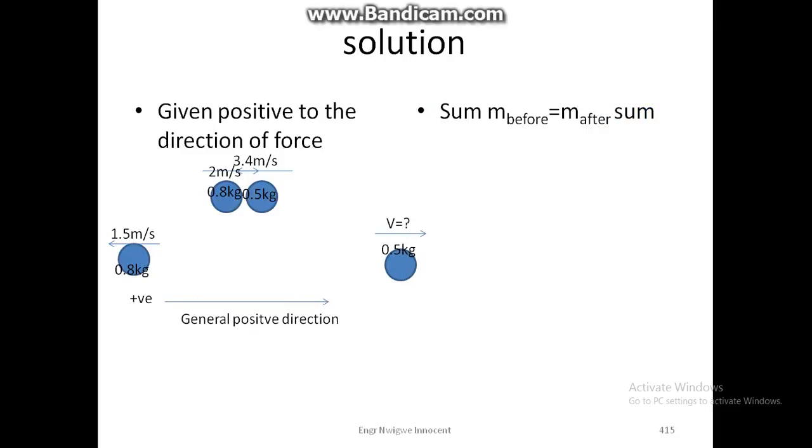Sum of momentum before collision is equal to sum of momentum after collision. 0.8, the first mass, times 2, which is the first speed, minus, since the other ball of 0.5 kg is moving in the opposite direction to the direction of force, it will become a negative sign, 0.5 times 3.4, which is the velocity, is equal to minus, since the 0.8 mass moves in the opposite direction to the direction of the force, times the 1.5, which is the final velocity after the collision, plus 0.5, which is the mass of the other body, times v, the velocity which we now have.